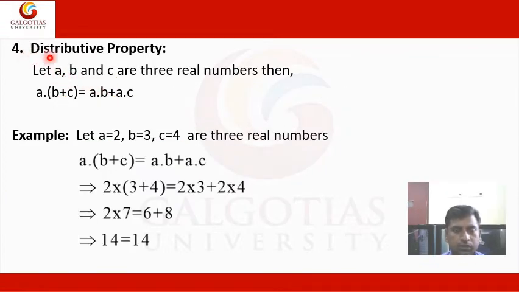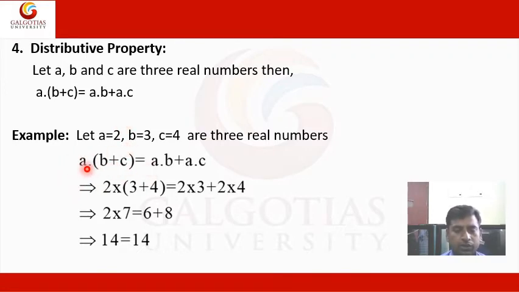The fourth property is the distributive property. Let A, B and C be three real numbers, then A into (B plus C) equals A into B plus A into C. So we say that multiplication is distributive over addition. To check this property, we take the three numbers A, B and C with values 2, 3 and 4 respectively. Here we will check both sides.